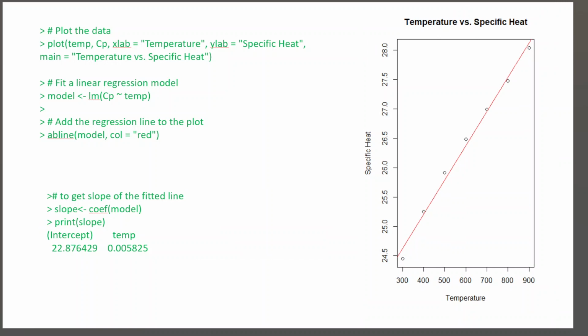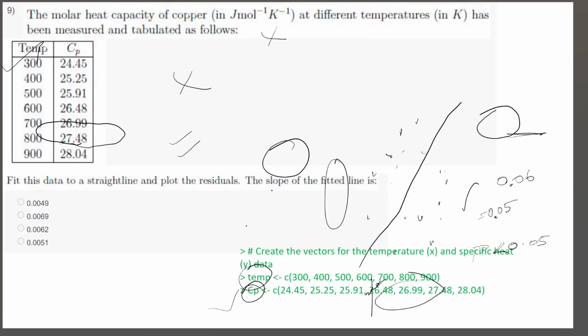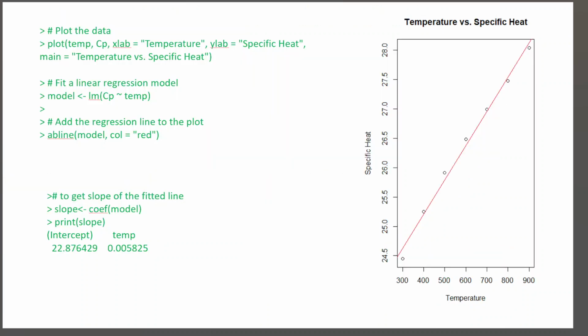Actually, whatever I have drawn is coming to all the slides, and it is quite disturbing. That's why I just deleted it. So, we have read the values of temperature and specific heat, and now we are plotting the temperature and Cp values, temperature in X and Cp value in Y, with X labeled as temperature and Y labeled as specific heat, and the title of the plot as temperature versus specific heat.